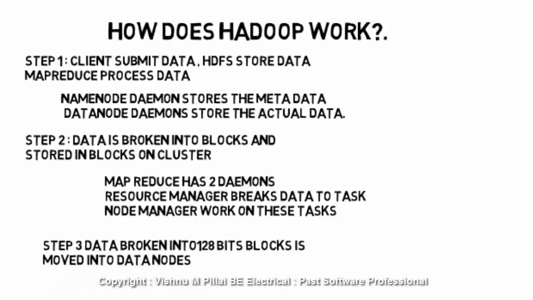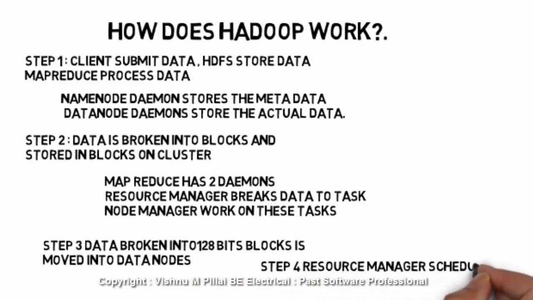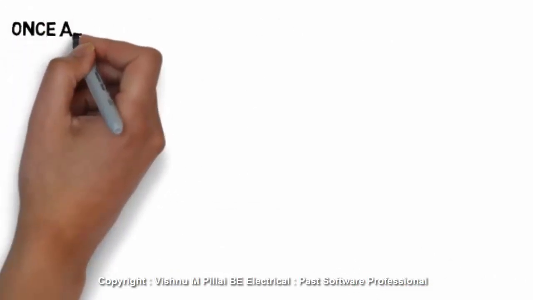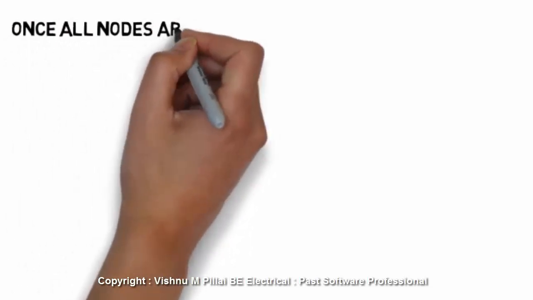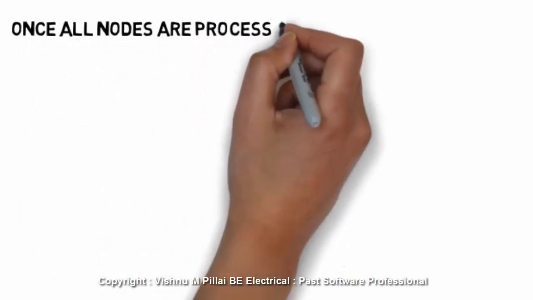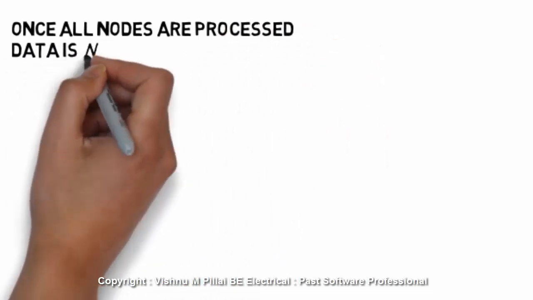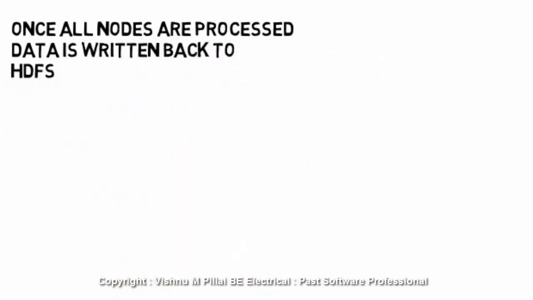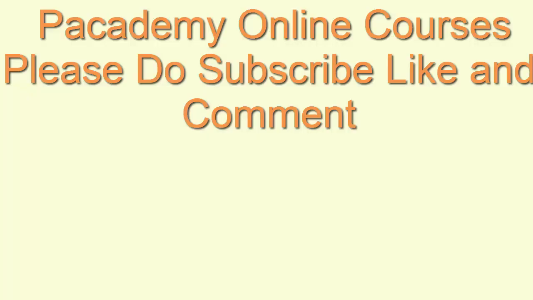So MapReduce has two daemons. The ResourceManager breaks data into tasks, and the NodeManager works on these tasks. Again, the data is broken into tasks, and each task is assigned to a NodeManager who will work on it. So that was how Hadoop basically worked. Once all the nodes are processed, the data is written back to HDFS. So that's all about the overview of the Hadoop system.